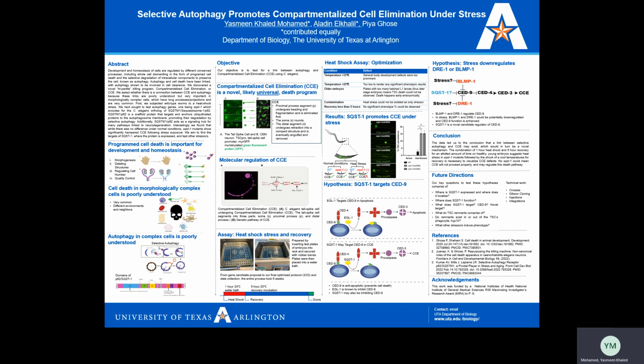Various temperatures, embryonic life stages, and plate conditions were tested. We ultimately used the assay mentioned previously. Analysis of the results led to sequest1, the worm version of P62, being identified as a promoter of CCE under stress. Under normal conditions, both wild type and the sequest mutants showed no difference.